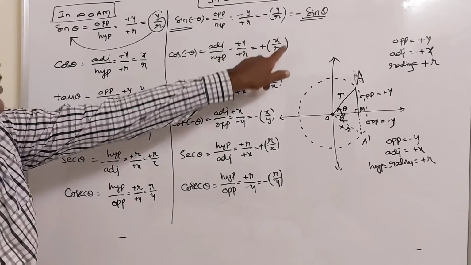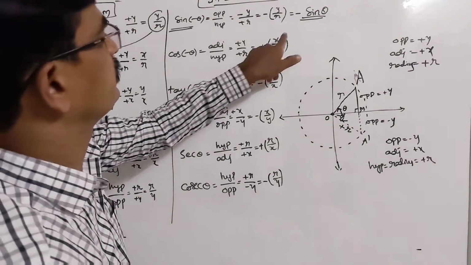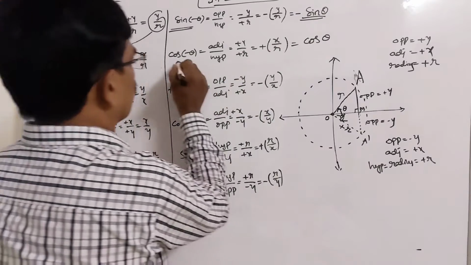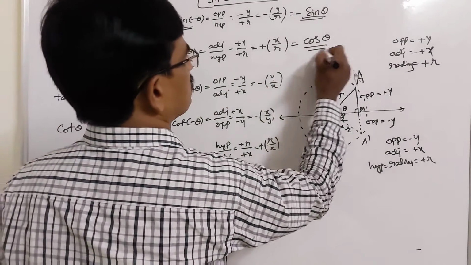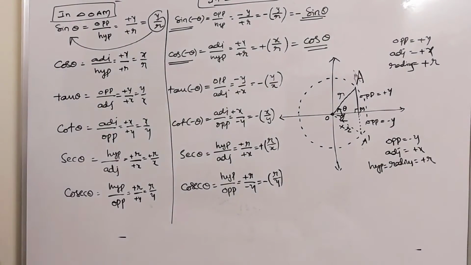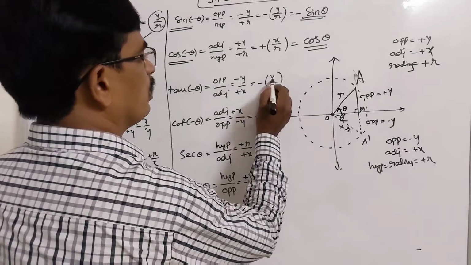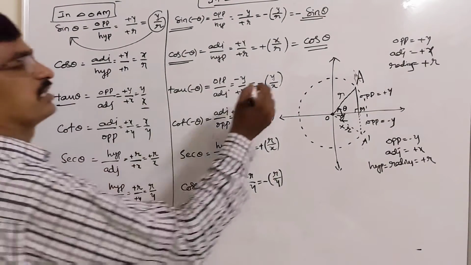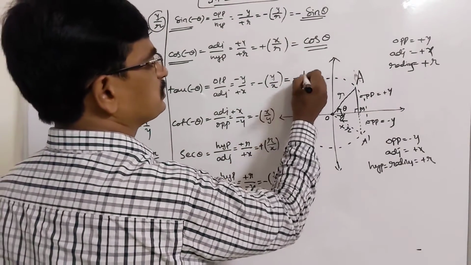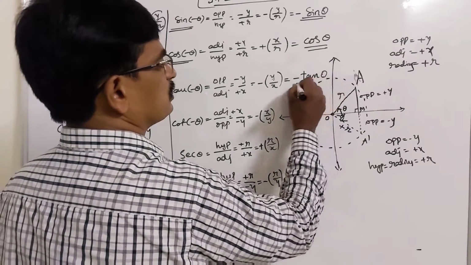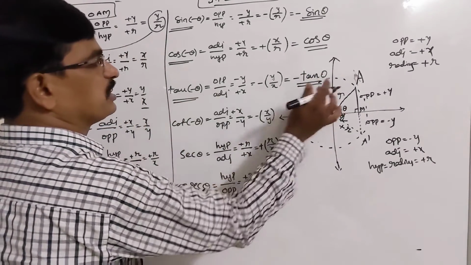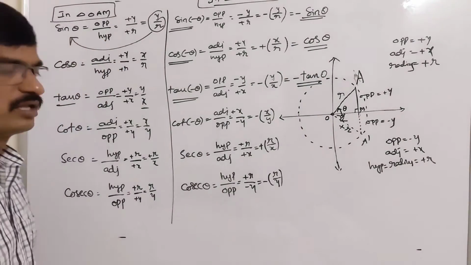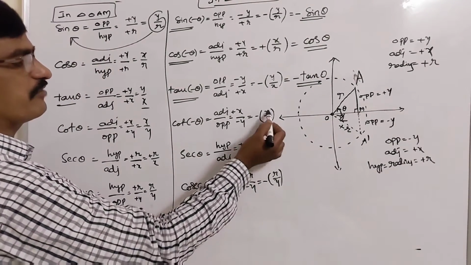But plus of x by r, no need to write plus again. X by r is cos theta. That is, cos of minus theta is equal to cos theta. Now y by x. See here, y by x is tan theta. That is minus tan theta. That is, tan of minus theta is equal to minus tan theta. X by y, minus of x by y.